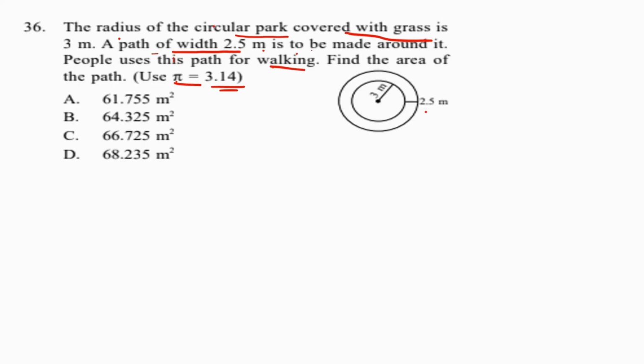Now, when it comes to area of circle, the formula is pi r square. So the area for the inner circle, that is just the circular park, is pi, which is 3.14, which we are supposed to use, multiplied by radius square. That is 3 into 3. Let's keep it like this and not solve it for the time being.